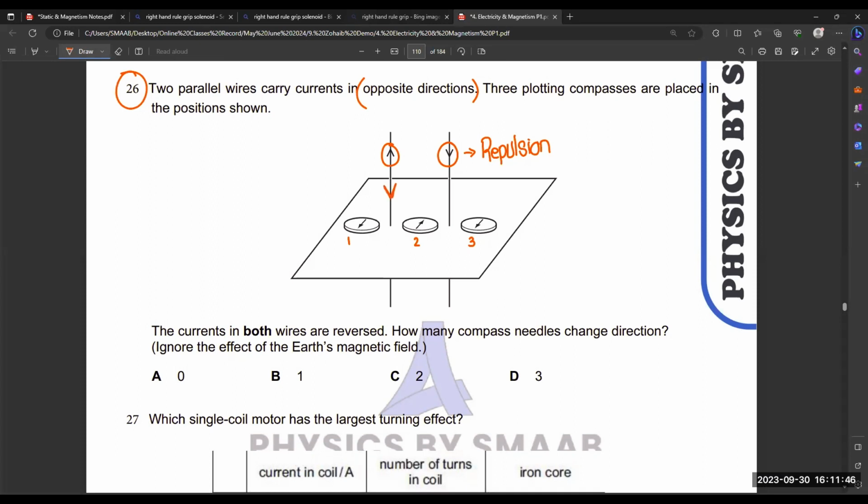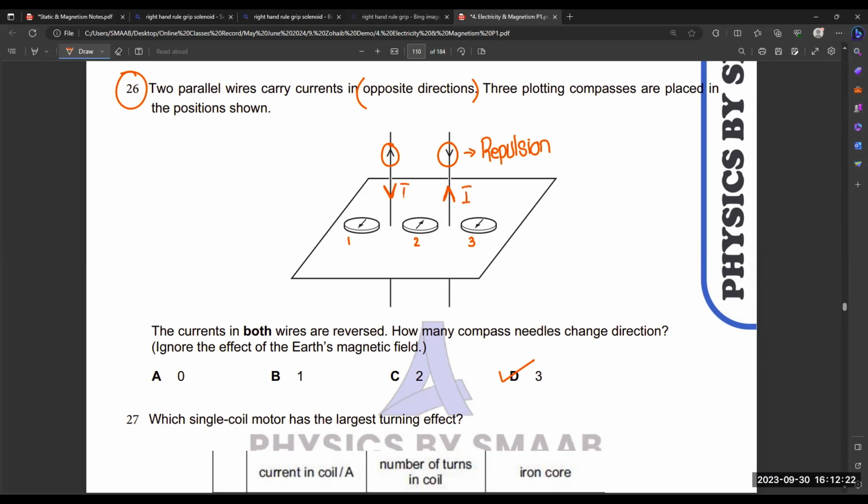In this wire, current moves in a downward direction, and in the other it moves in an upward direction. So definitely your needles will automatically reverse, right? Because when the direction of current reverses, the direction of the magnetic field will also reverse. So the direction of the needles in all the compasses will change. All of them will change their direction because the direction of electric current has reversed.